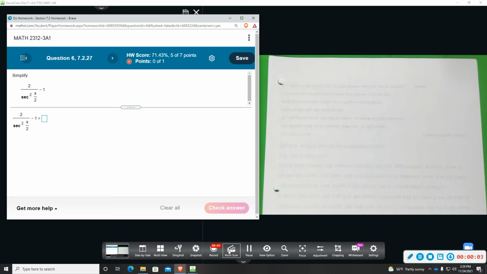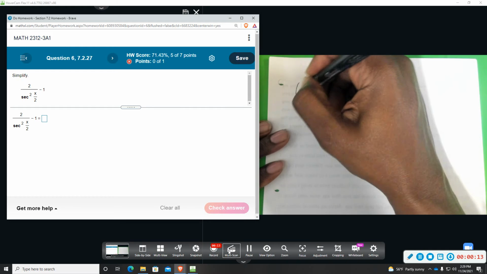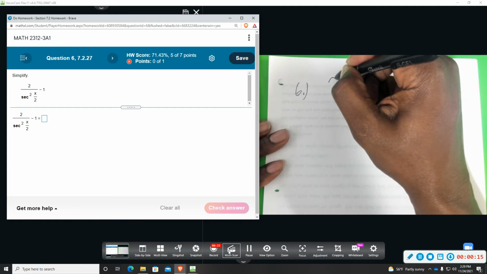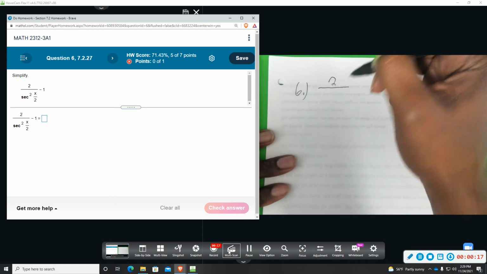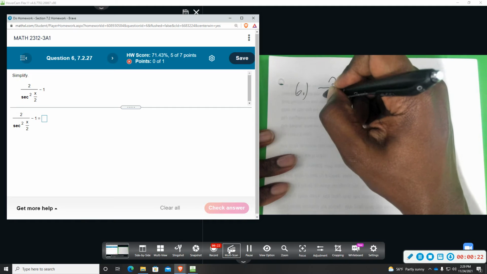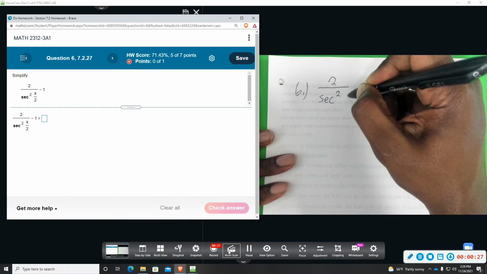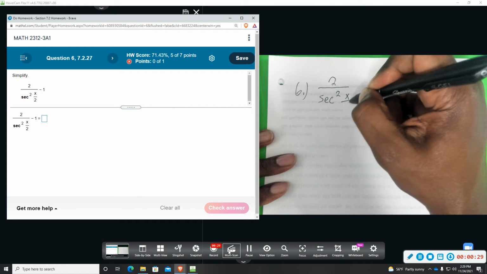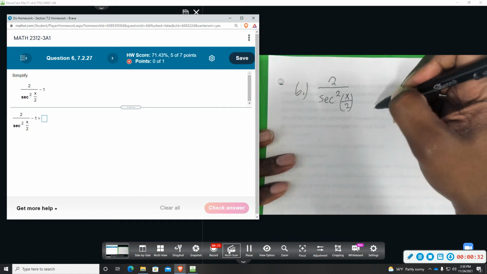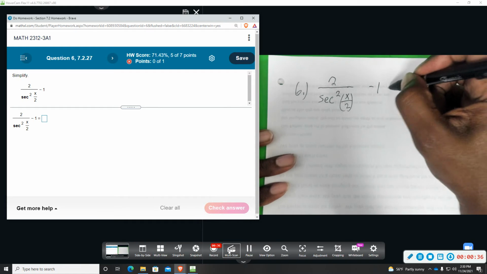Alright, number 6, we want to just simplify. So we're going to take the problem that we're given and simplify as much as we can. Looking at this, it looks close to one of those half angle identities. We have secant squared of x over 2. That's the angle. And then we've got minus 1, and we want to know what that equals.